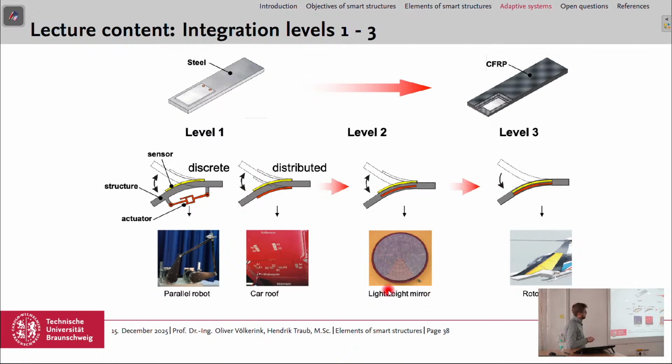The lightweight mirror from the satellite reflector would be level 2 with integrated actuators, and level 3 is made from carbon fiber reinforced plastics with sensors and actuators integrated. This is the case for the helicopter rotor blade.